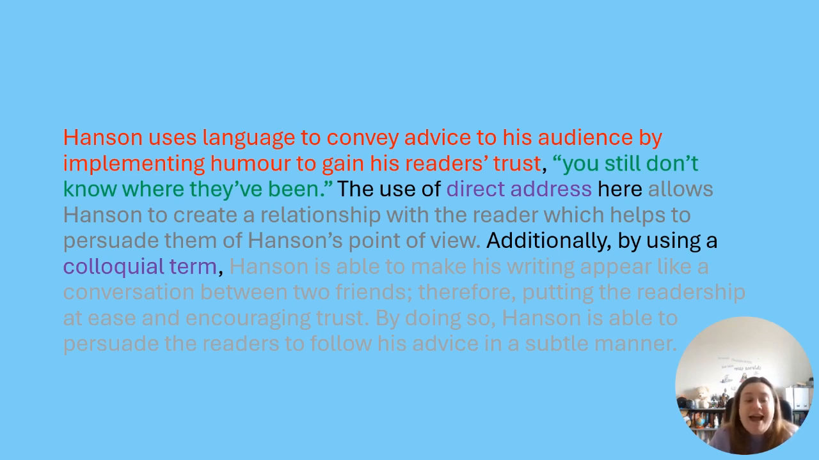Additionally, by using a colloquial term, so that's something which is quite chatty, as we mentioned earlier, Hanson is able to make his writing appear like a conversation between two friends, therefore putting the readership at ease and encouraging trust. By doing so, Hanson is able to persuade the readers to follow his advice in a subtle manner. So by the end of that analysis, I'm linking it back up to the question. I'm being very, very specific as to what Hanson is doing, but more specifically why he's doing it, what the effect is on his readers, and I'm talking about writers' intentions as well, which is really important.